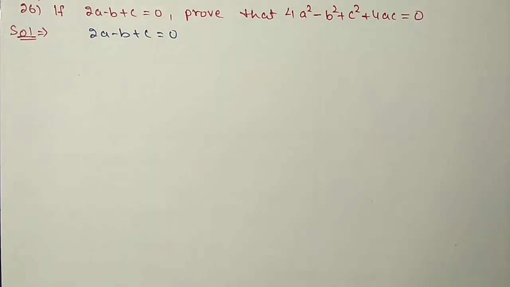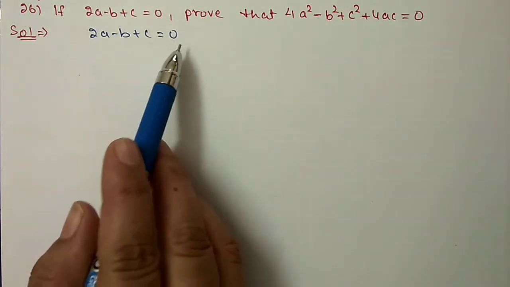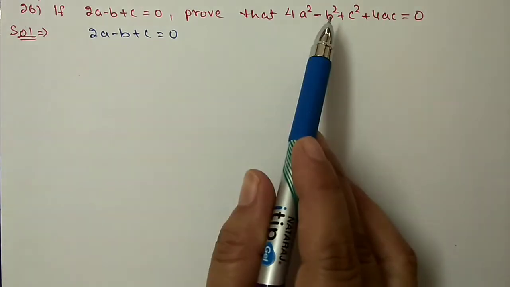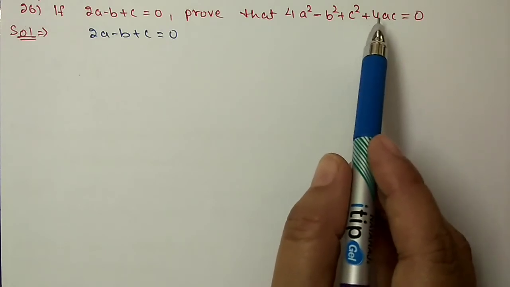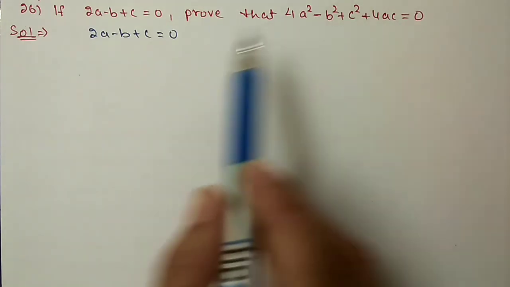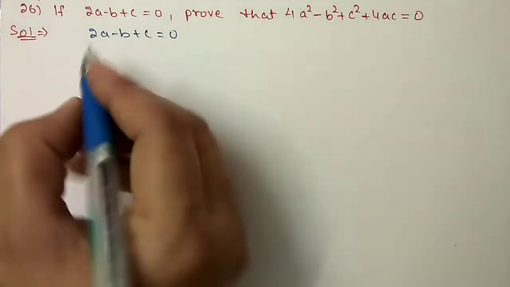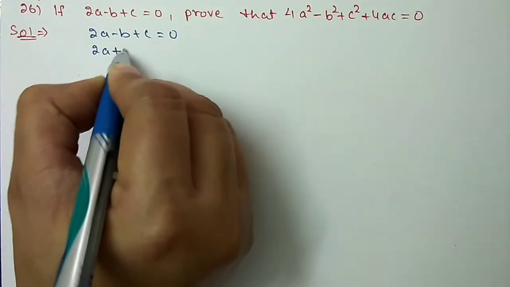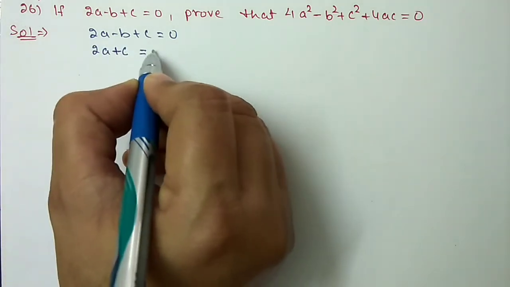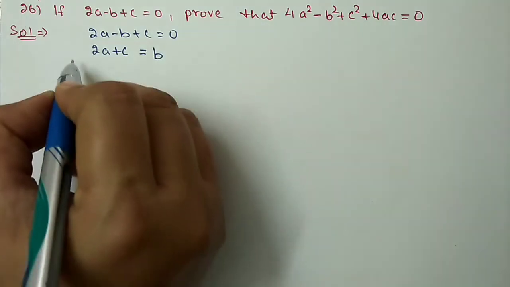Question number 26. If 2a minus b plus c equal to 0, prove that 4a square minus b square plus c square plus 4ac equal to 0. So we have here 2a minus b plus c equal to 0, and we have to prove this. These terms will come in square. So the hint is there, this 4ac, it means we have to keep a and b terms one side and c another side. So we will shift this b to another side. 2a plus c we will keep here, and minus b, if we shift to the other side, it will become plus b. After this we will do squaring.